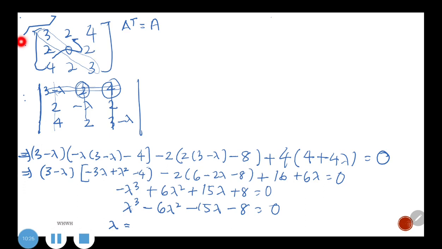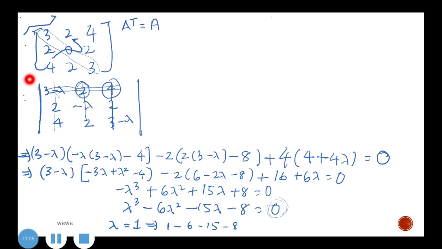If you put lambda equals to 0 inside here, will the left hand side equal 0? Because on your right hand side it is equal to 0. If you substitute zero for lambda, no, you can't get it, because you will get negative 8 on your left hand side. So it's not equal to 0 on your right hand side. So wrong. So let's try lambda equals to 1. If lambda equals to 1, you will get 1 minus 6 minus 15 minus 8. Is it the same as zero? Negative 5.